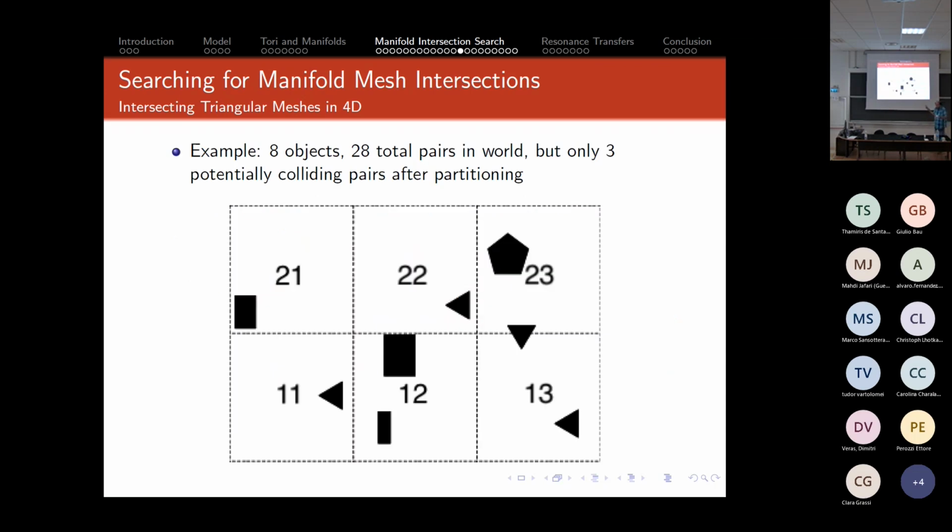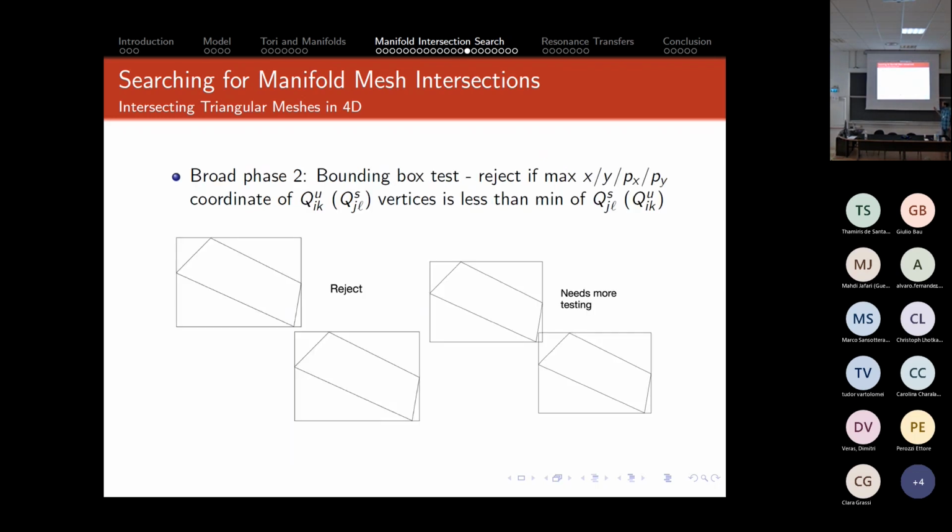Of course, here is a simpler graphical representation. If you were to check every pair of objects, you have 28 pairs to check. But you see only the pair in box 1, 2, one pair in box 2, 3, and one pair in box 1, 3 can possibly intersect. So you only have to check 3 pairs instead of 28.